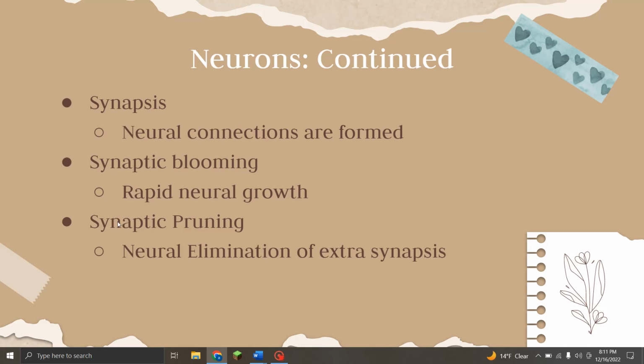And then you'll also go through a process of synaptic pruning. This is a neural elimination of extra, quote unquote, extra synapses. So you're going to combine different neurons and their synapses to be one and strengthen the bond so it's faster and more efficient.